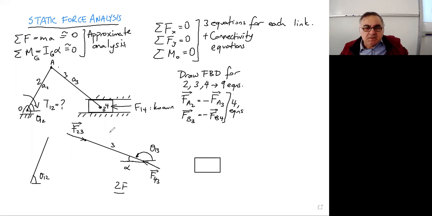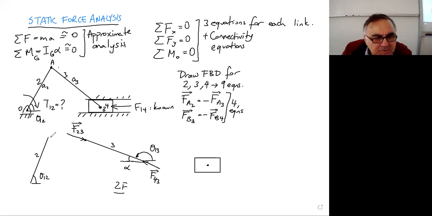If they are in some other direction, it's not possible because they will have a couple effect. If you had something like this, any force that is like that would have a couple effect on the member. So they shouldn't have a couple effect. So that's the only possible solution. So we have F43 and also F23. This is the force applied by link 2 on 3.